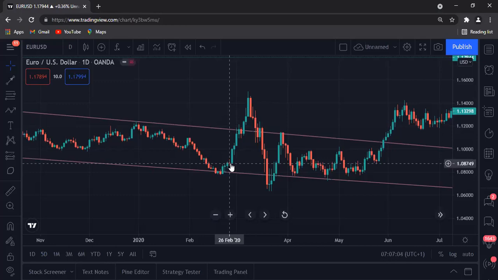So for the whole day, the market was ranging, although it closed below its opening point, just a little below its opening point. Okay. Yeah, so that's the concept.